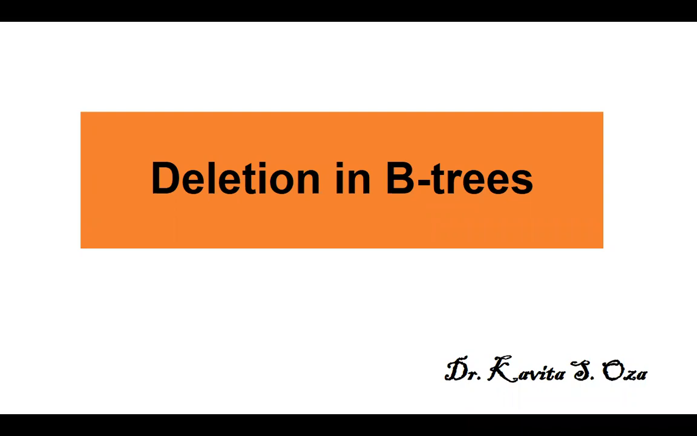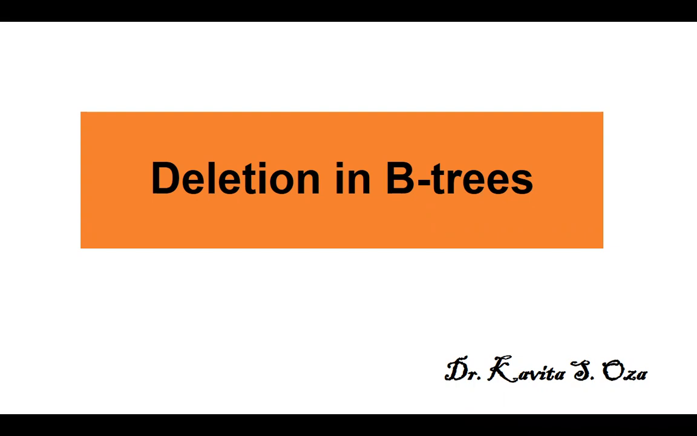In the previous lecture, we saw insertion in B tree of order 5. Today we'll look at deletion in B tree of order 5. Insertion is very simple. Whenever the node is full, the node splits and the middle key moves to the next level, that is to the root level.